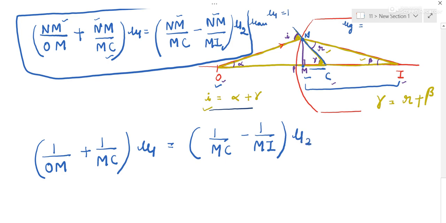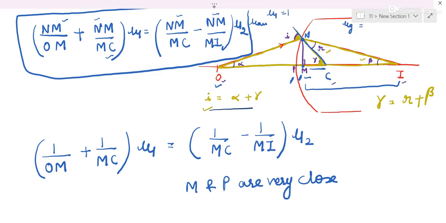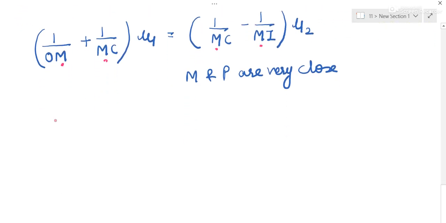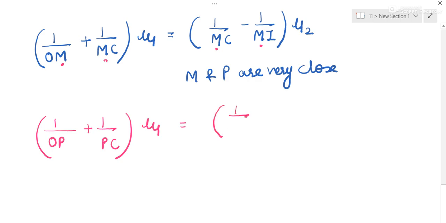into mu 2. Now you will see practically M and P are very close. Just write this and replace M by P. Wherever you see M, replace it by P in the expression. So let us write our equation. 1 by OP plus 1 by PC, or CP, into mu 1, is equal to 1 by PC minus 1 by PI, into mu 2.